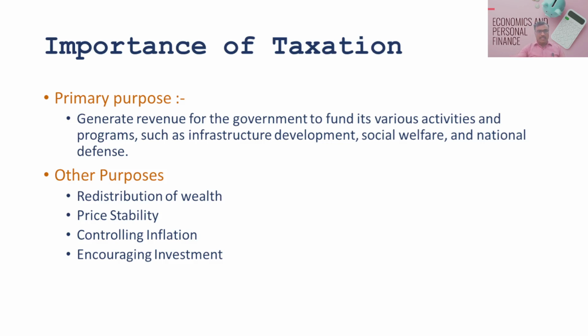Taxation also plays a role in maintaining price stability. By adjusting taxes on certain goods and services, the government can influence their prices and prevent drastic fluctuations that can disrupt the economy. The next is controlling inflation. Government can use taxes to manage the amount of money circulating in economy, which in turn helps to keep inflation down. So when money in circulation increases, prices increase because demand increases.